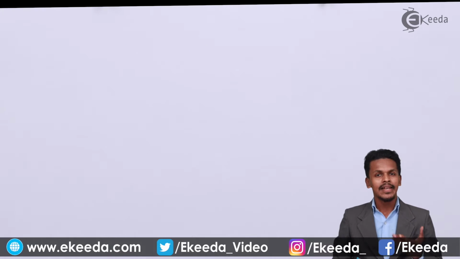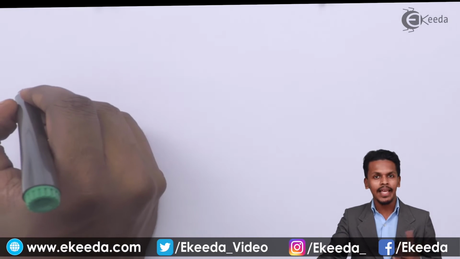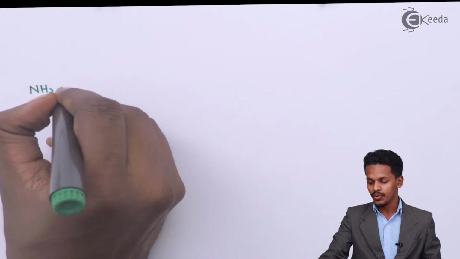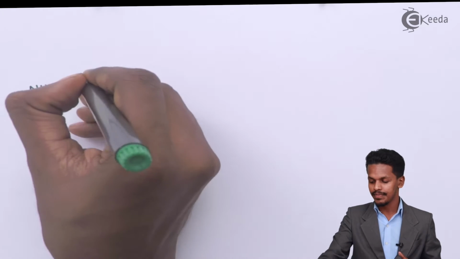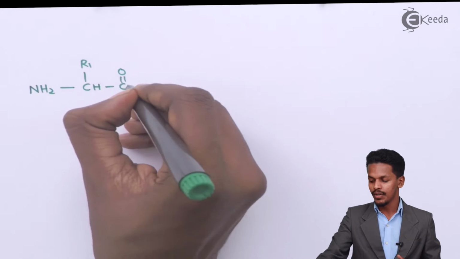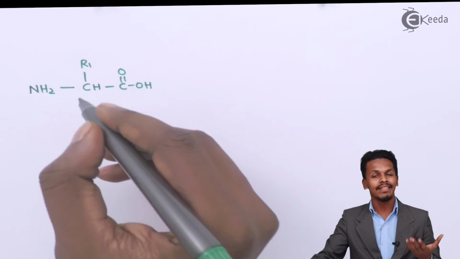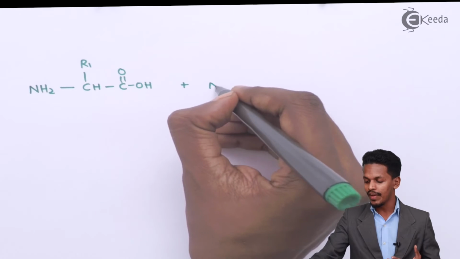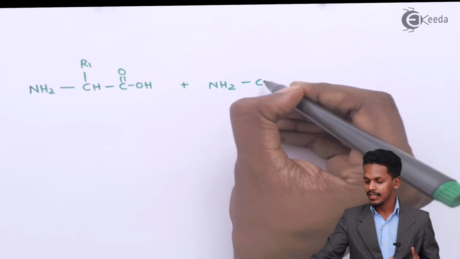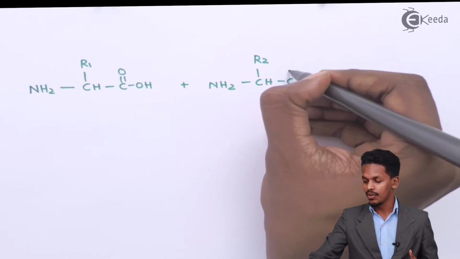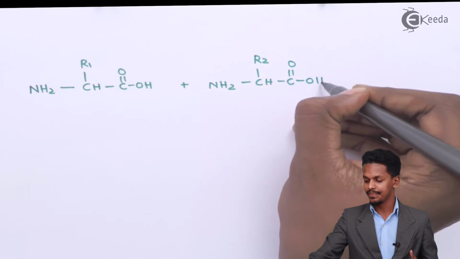Suppose I'm talking about the amino acid, and we can give a general formula for that: NH2CH(R1), to which C double bond O, OH group is attached. So this is nothing but the amino acid. And suppose it is combining with another molecule of NH2CH(R2)C double bond O, OH.